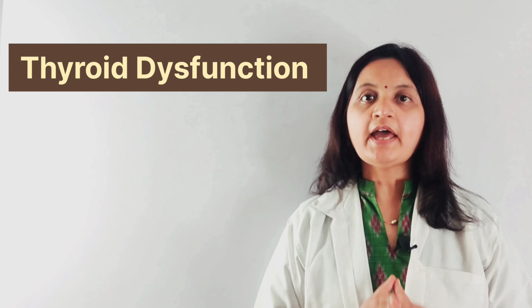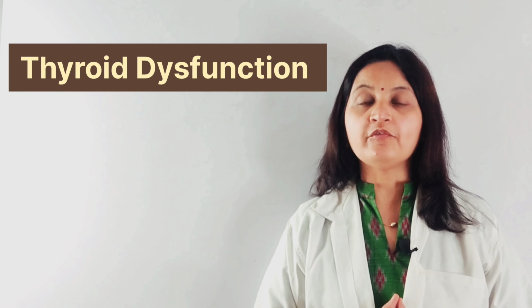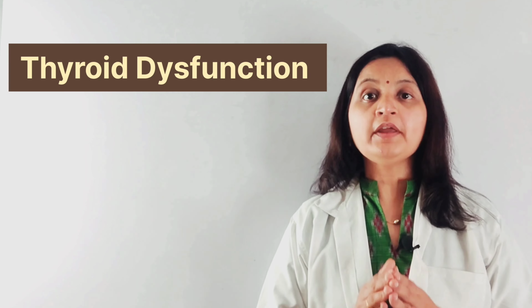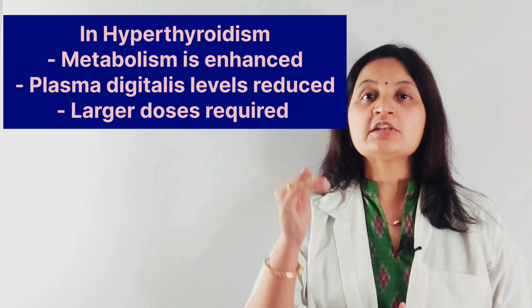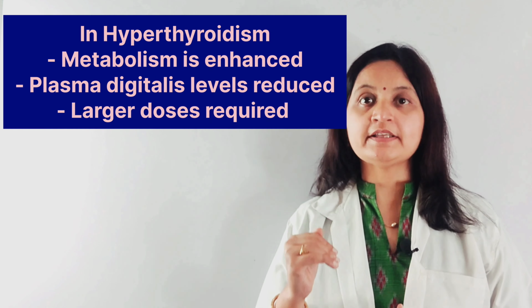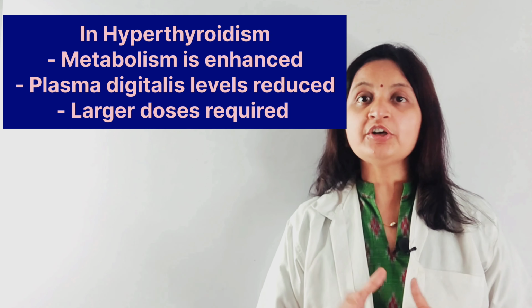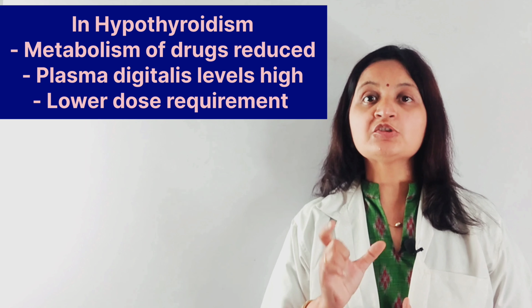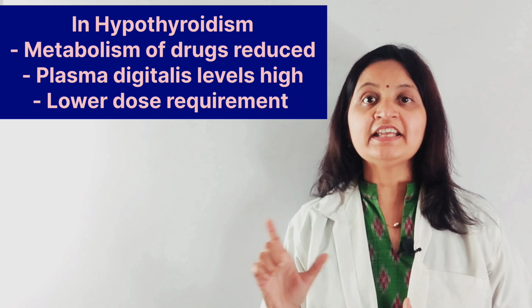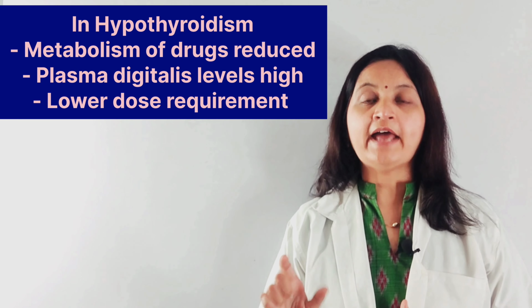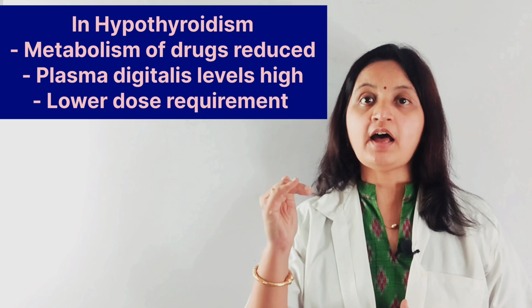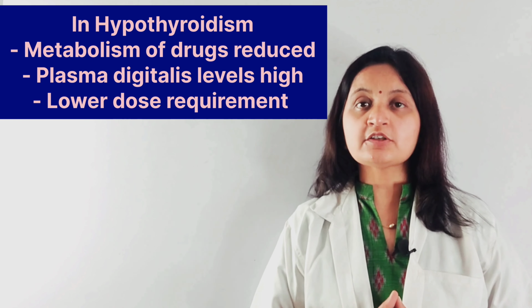The next factor is thyroid dysfunction. In hyperthyroidism, the metabolism of drugs is increased. Due to increased metabolism, there are lower levels of plasma digitalis and larger doses may be required. In hypothyroidism, there is slow metabolism. This leads to accumulation of drug and so the plasma digitalis levels are high. Therefore, lower doses of digitalis may be required in case of hypothyroidism.